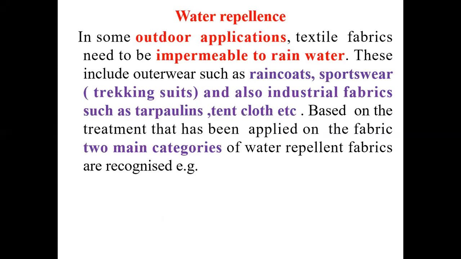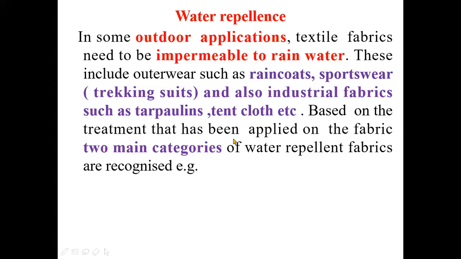Basically both things are important: water repellents as well as water absorbency, because in some outdoor applications, we need a fabric which is impermeable to water, as for example, impermeable to rainwater. Such examples are rainwear, sportswear like trekking suits, and other industrial fabrics like tarpaulin, tent cloth, etc.